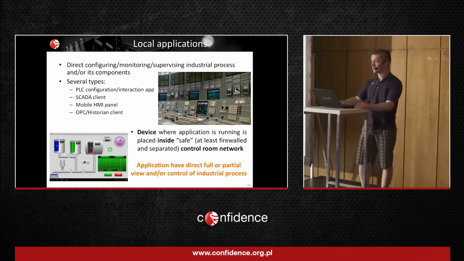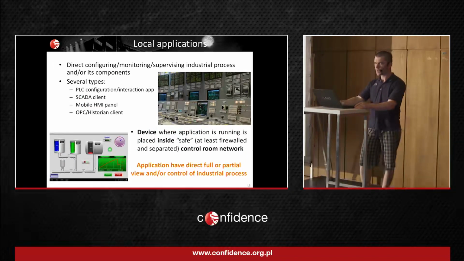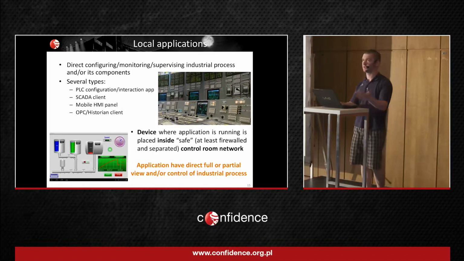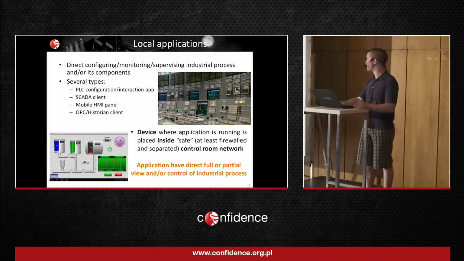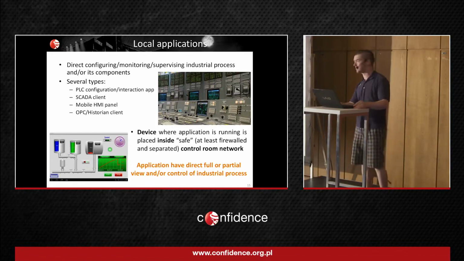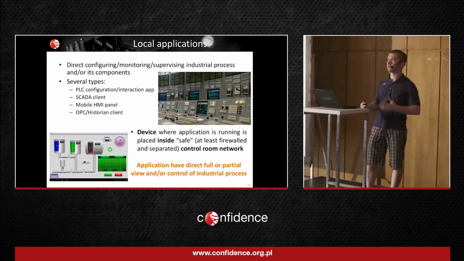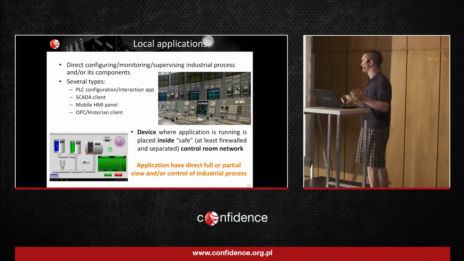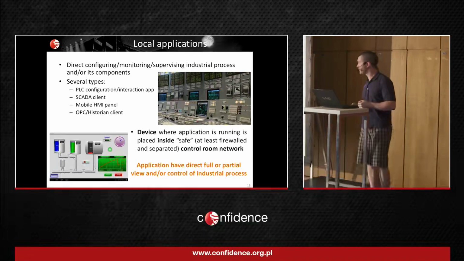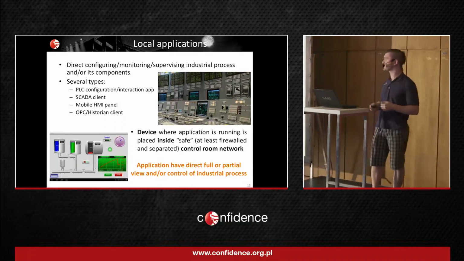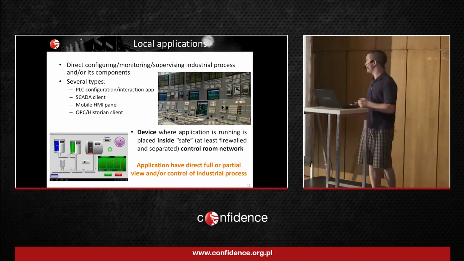So, first of all, local room apps. They can be used for controlling and configuring the industrial process or its components. There are several types of them. First of all are PLC configuration apps. They can be used by an operator to monitor or configure PLCs, field devices, or controllers, etc. The second one is SCADA clients. They can be used by an operator to supervise the industrial process in case of need. There can be SCADA clients or VNC over SCADA.